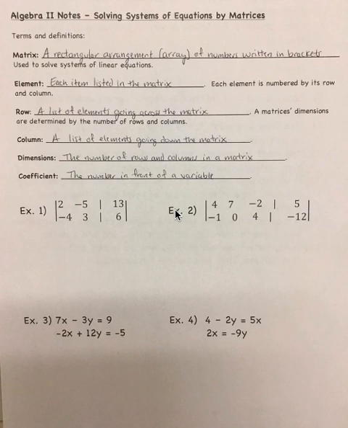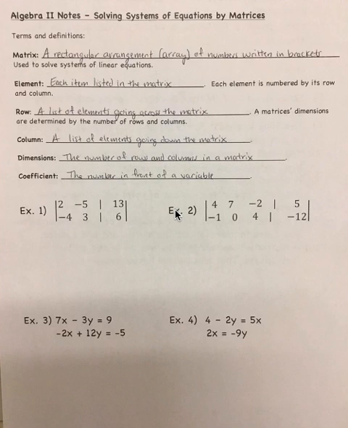So if you look, terms and definitions. Matrix: it's a rectangular arrangement of numbers written in brackets used to solve systems of linear equations. You can see I put array in there, so we also call it an array. An element is each item listed in the matrix. Each element is numbered by its row and column. So just keep that in mind.